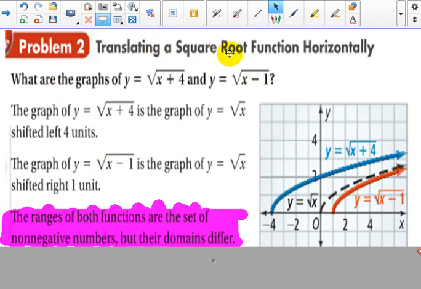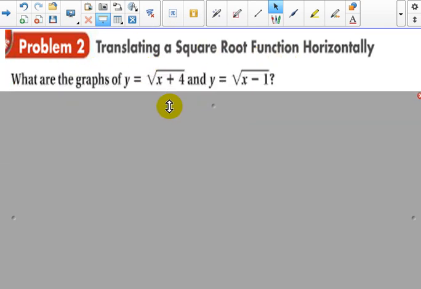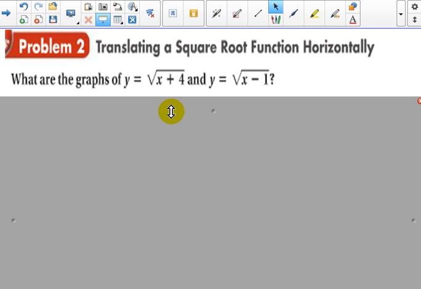It says translating a square root function horizontally. So now it says, what are the graphs of y equals the square root of x plus 4 and y equals the square root of x minus 1? So now we've got two horizontal movements, and they are inside the radicand, or inside the radical sign. They're part of the radicand. So we know that this x plus 4, that our h is going to be negative 4. Right? And over here, we know our h is going to be 1.